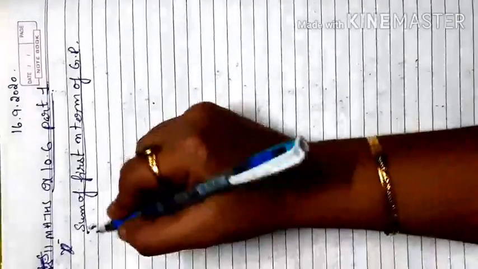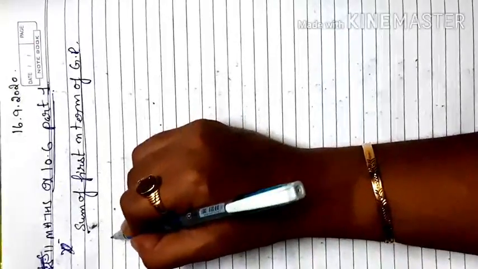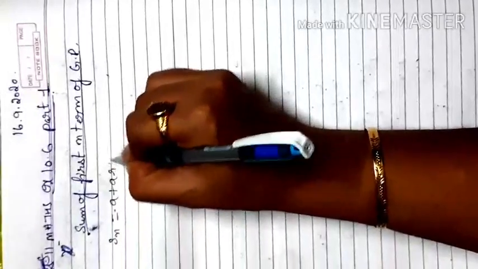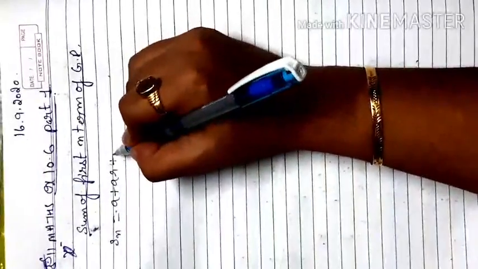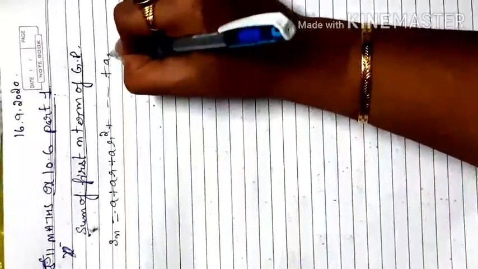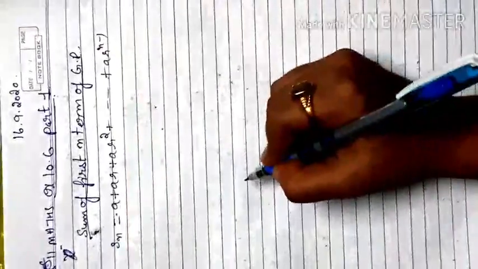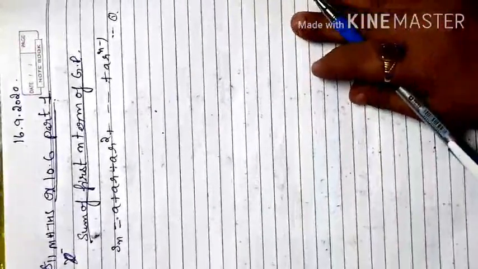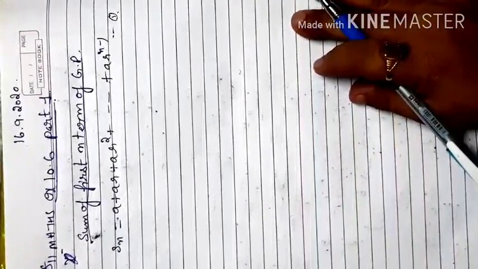Suppose I have this term Sn. What does sum of n terms mean? Whatever your GP series terms are, a, ar, ar square, up to ar^(n-1), I consider this as my first series. So sum of n terms means you have to add all the terms of the GP series.